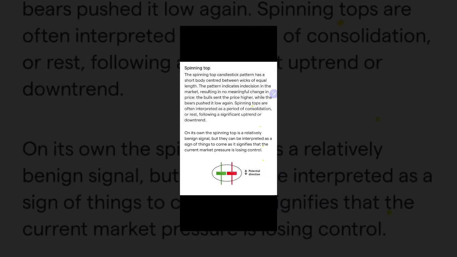Come over to the spinning top. This is also a continuation of whichever way it was going; we're going to continue going that way. We just need to move over to the side so I can keep going in that direction.